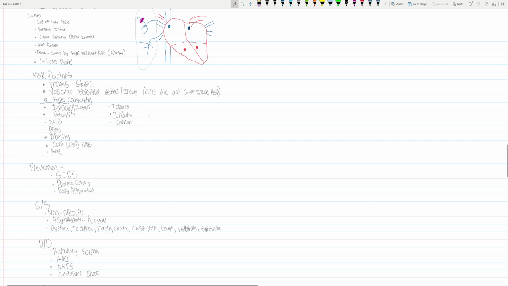And then cancer. Cancer cells can break off. That's how we get metastatic cancer, or metastasize. So these cancer pieces can break off, and if they make it to the heart and lungs, that's how we can develop a PE.